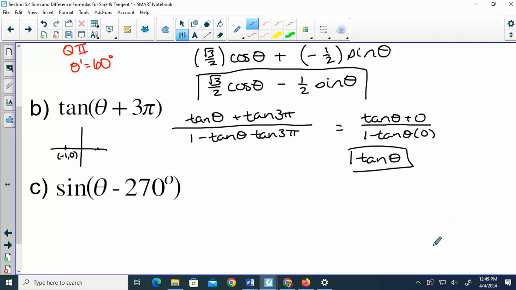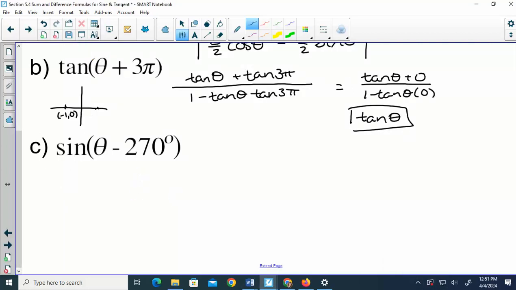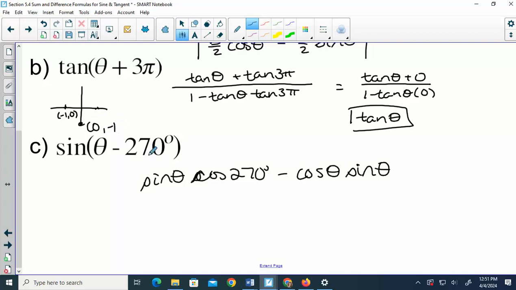Why don't you guys try this one? Sine difference formula. So sine of the first, cosine of the second, minus cosine of the first, sine of the second. So if you're thinking 270 is here, that's (0, negative 1).